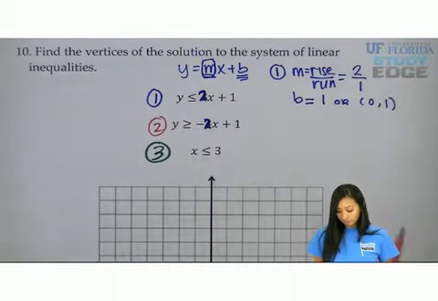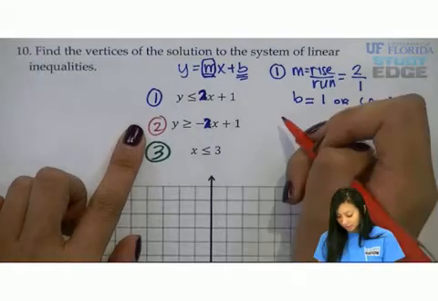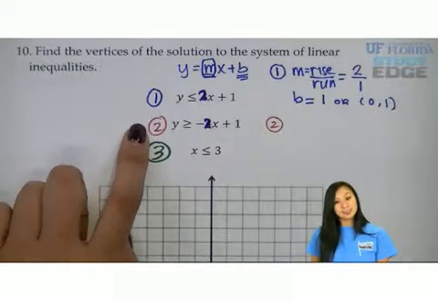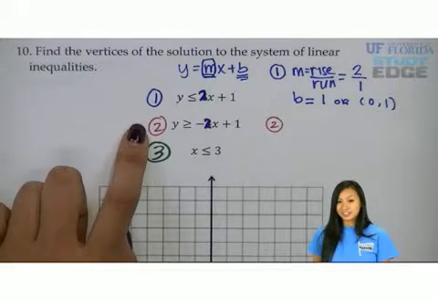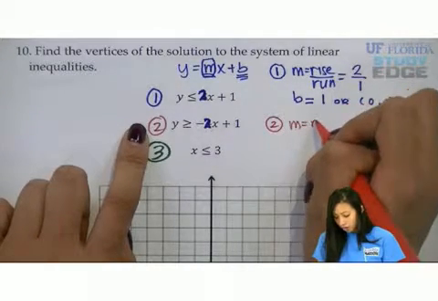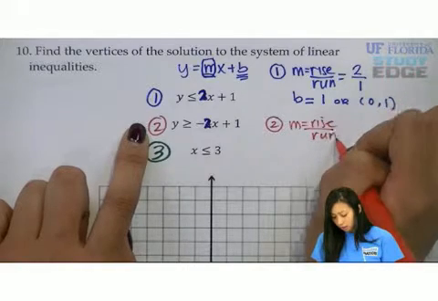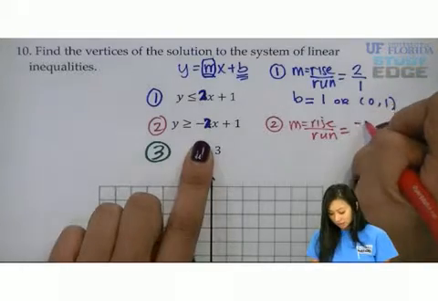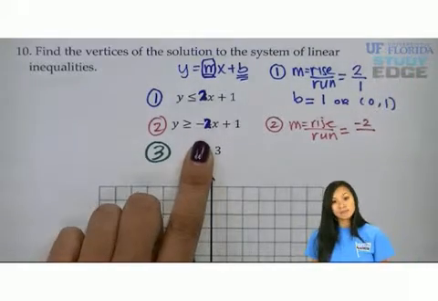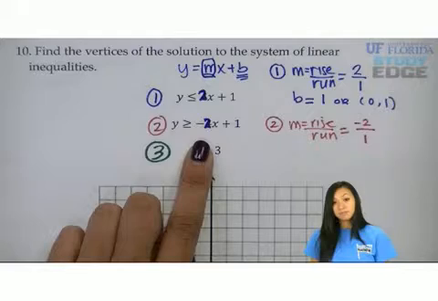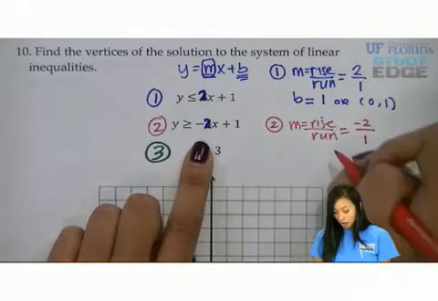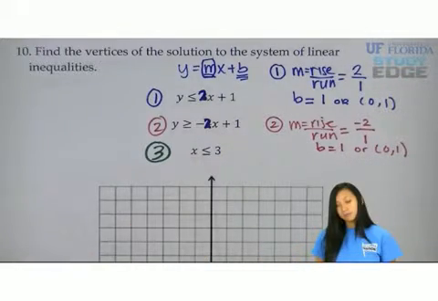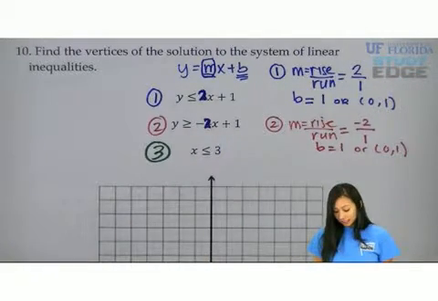Let's try number 2, the second inequality. Same idea here. Identify the slope. Find the y-intercept. Slope is rise over run. Rise is negative 2 over, it's not a fraction, so make it a fraction by putting it over 1. There you go. The y-intercept is still 1, or (0, 1). Last one, number 3. I'm going to have that in green.